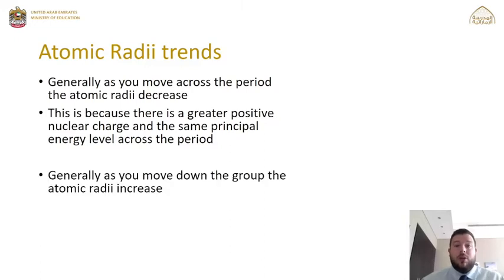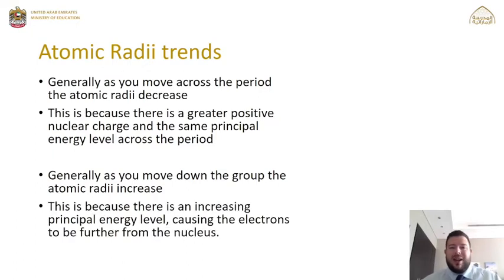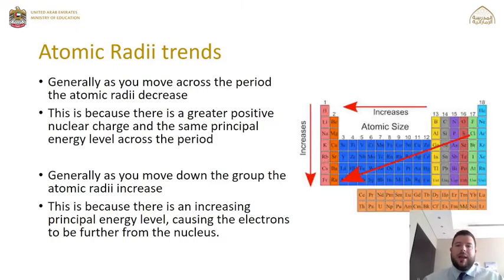Now, as you move down the group, it's the opposite. So the atomic radii will increase, and this is because those valence electrons are getting further from the nucleus because we're increasing the principal energy levels that are present. Okay, and what this means is the electrons are more shielded from the nucleus, so they're not as strongly attracted, and therefore the atomic radii will increase. Now the graphic here just illustrates that. So as we move down the group, we increase the size of the radius, and as you move across the period from left to right, the size of the atomic radius will decrease.